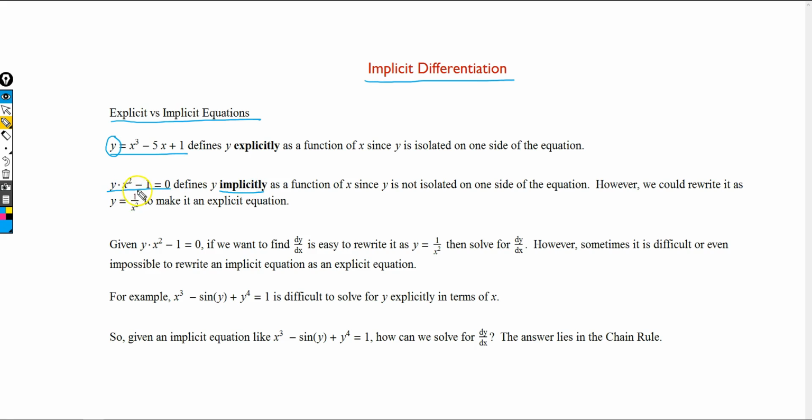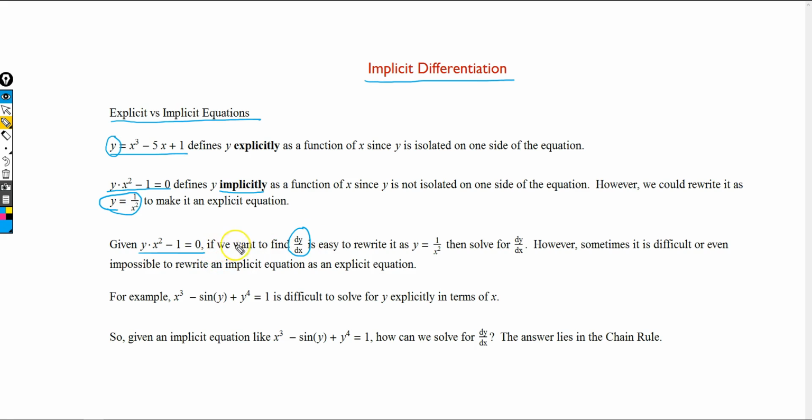Notice, however, that we could take this equation and rewrite it by simply taking the 1 over to the other side and then dividing by x squared, so we would get y equals 1 over x squared, and then this equation does define y explicitly as a function of x. Now, the question is this. If we're given an equation like this, and we want to find dy dx, how can we do that?